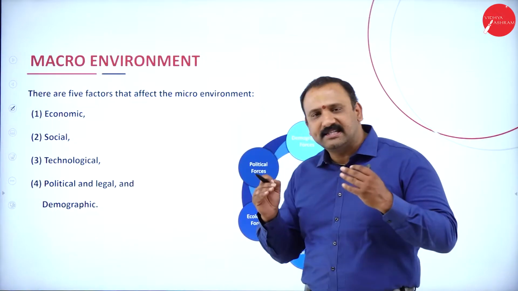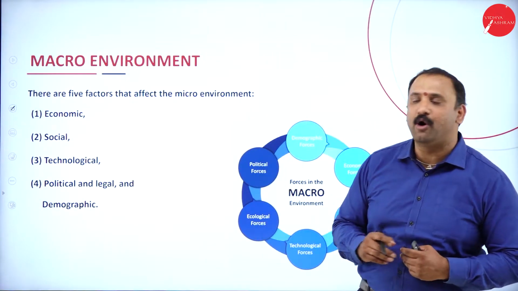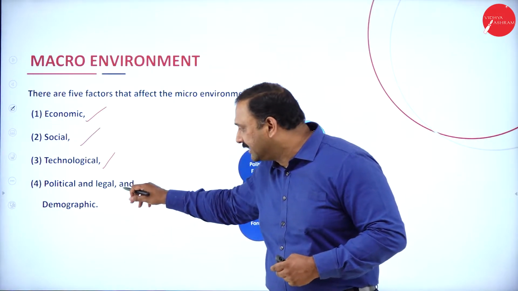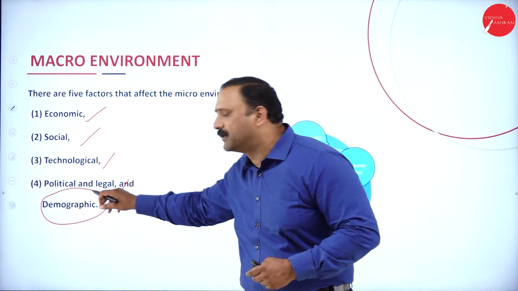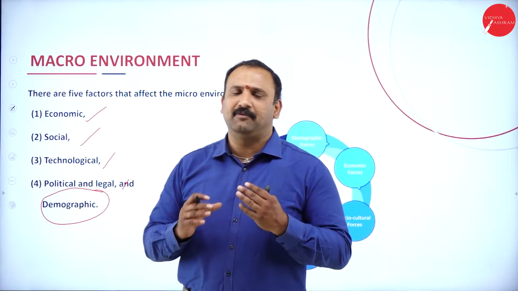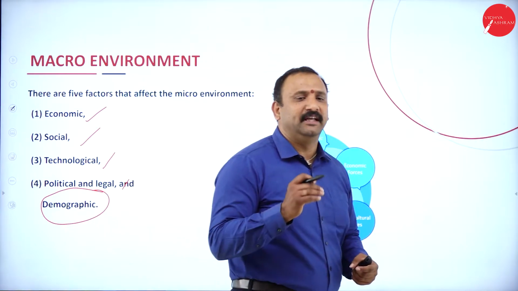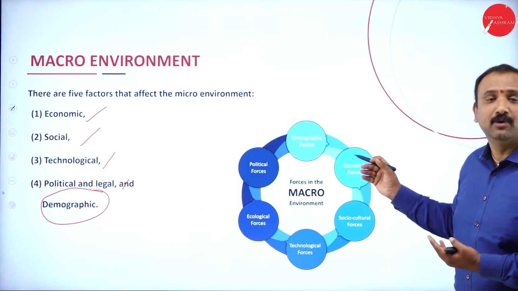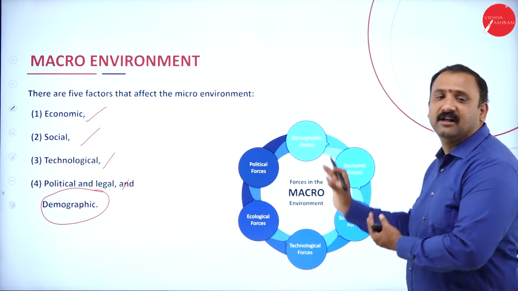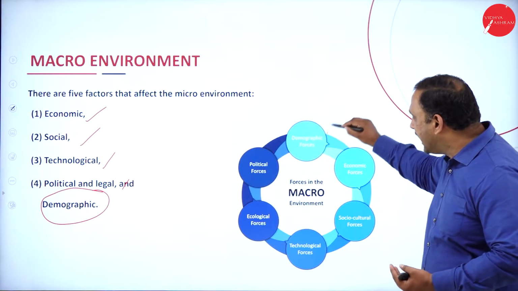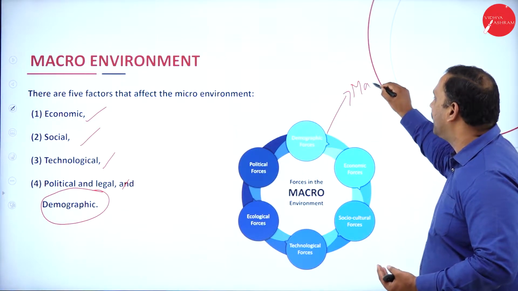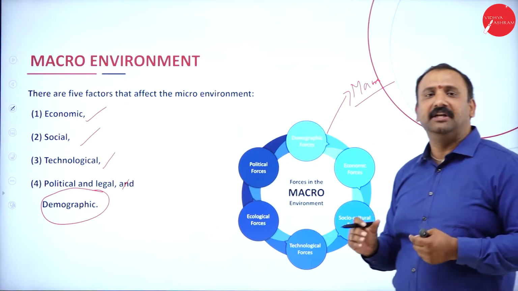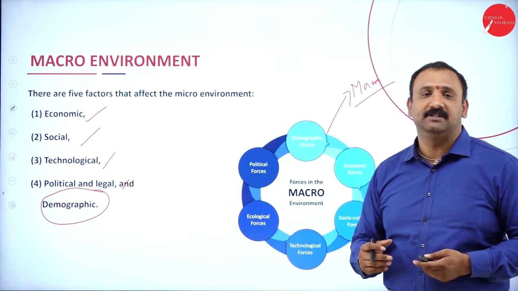Now, moving forward, what is the macro environment comprised of? It comprises the economic, social, technological, political and legal, and not to forget the demographic environment also. So you have quite a lot of factors to learn about: the economic, the social, the technological, the political and the demographic factors. These are all the forces that join together to create your macro environment. This is a very external factor. This is a crucial thing that we need to learn in terms of understanding our business environment.